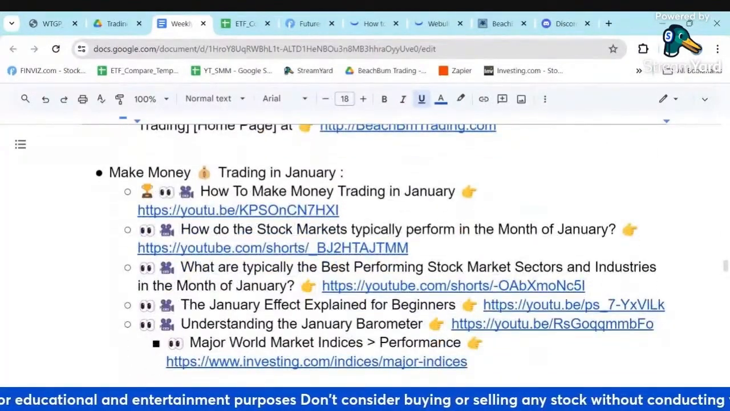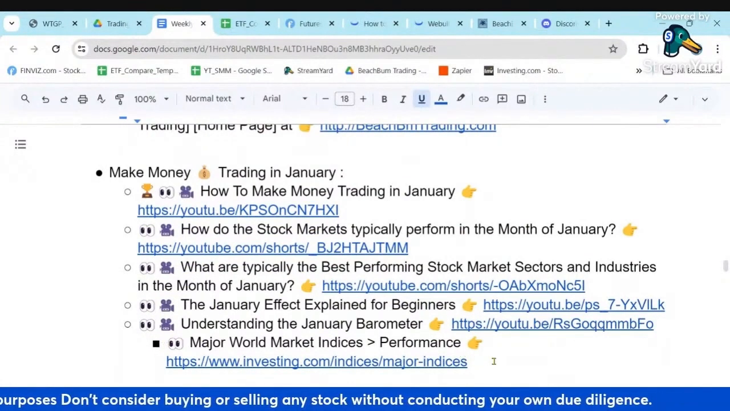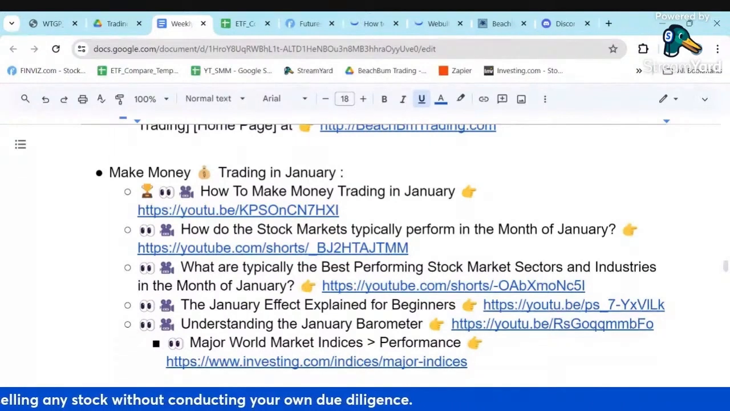So I also want to look at and talk about the January barometer and what that says in terms of the market performance for this year. But let me grab a quick drink and then we'll also look at that.